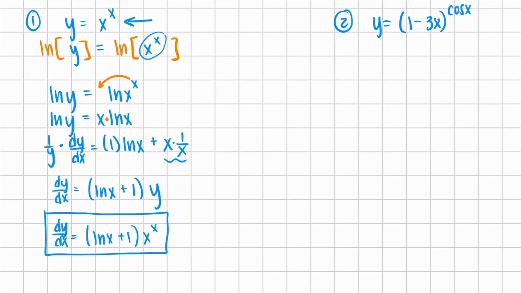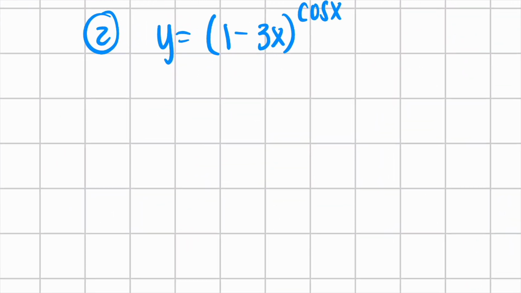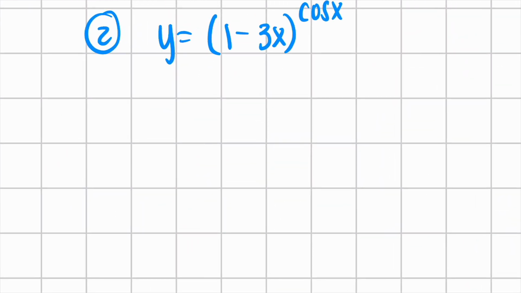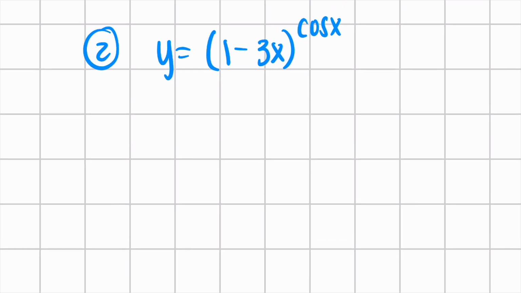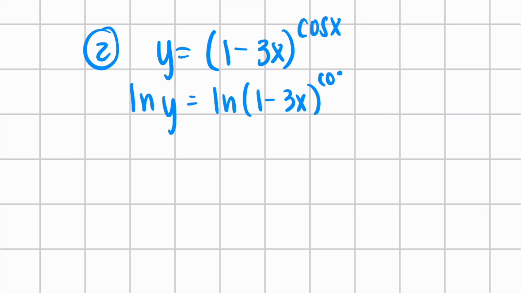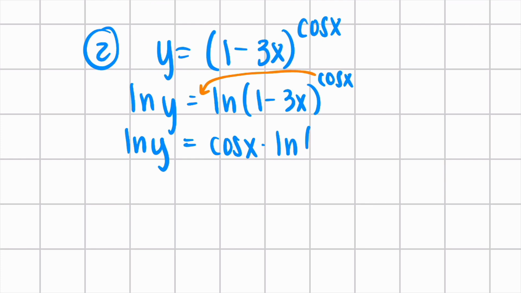Let's do a few more examples. Next one I have is y equals 1 minus 3x raised to the cosine of x. Same thing, notice that this is a function raised to another function. So I'm going to natural log both sides of the equation. And that's going to allow me to bring that cosine of x out front. So I no longer have a function raised to another function.